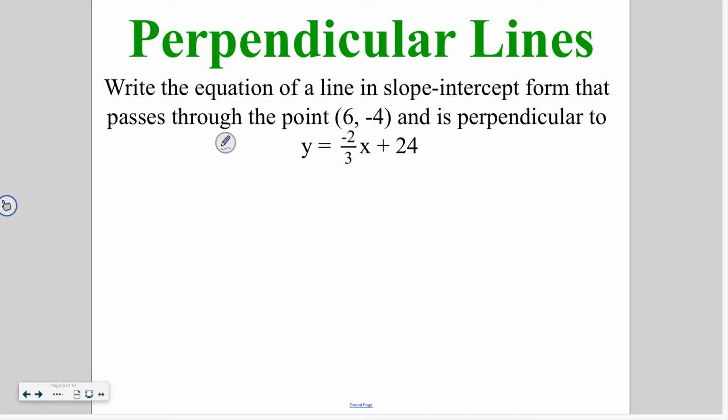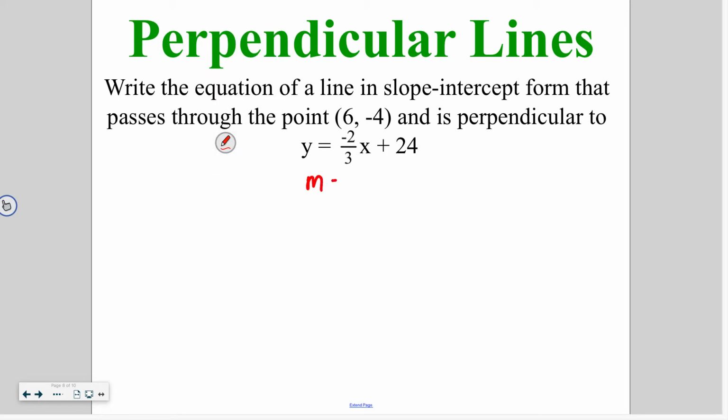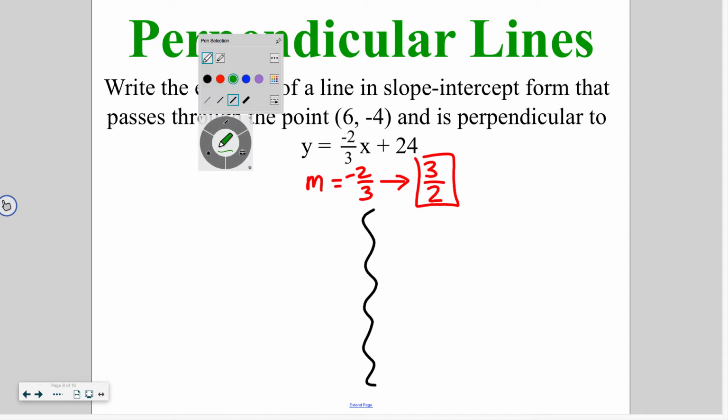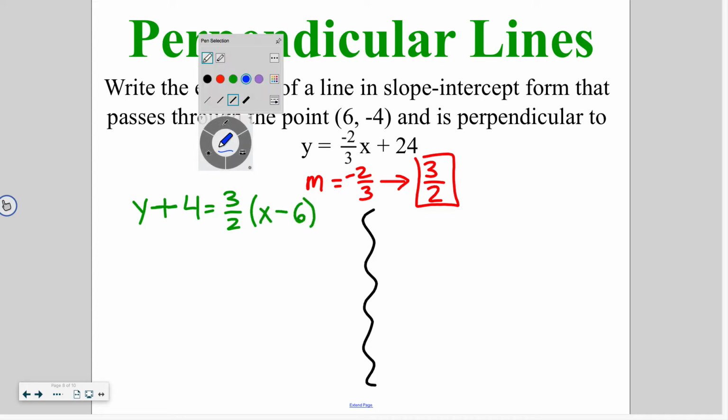Now we're going to talk about what happens if we start with a fraction slope. So again, we only care about our slope from this original equation, so our starting slope is negative 2/3. When I make it perpendicular, I'm going to flip it over and make it positive in this case because we started with a negative. In order to solve the problem, if I plug it into my point-slope format, I'm going to start with y minus negative 4 is equal to 3/2 times x minus 6. Minus a negative turns into a positive.